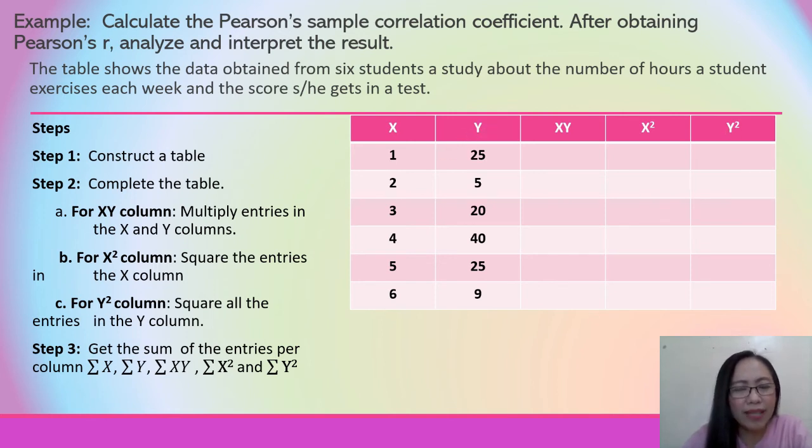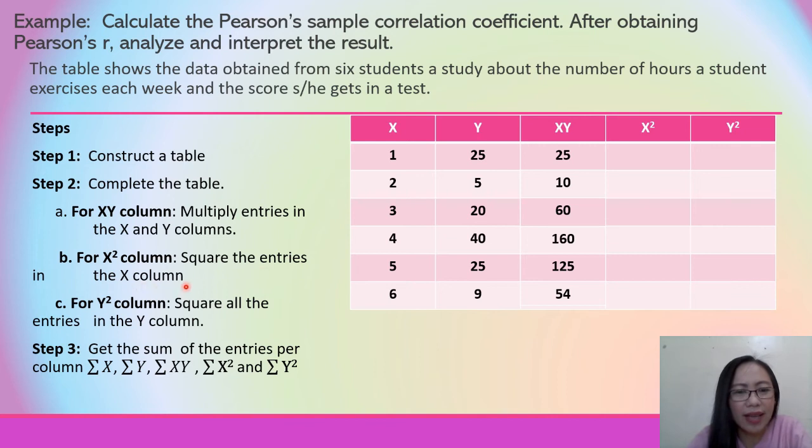And then we will complete the table as step 2. We start with the XY column. For the XY column, we multiply entries in the X and Y columns. Look at this. 1 times 25 is 25. 2 times 5 is 10. 3 times 20 is 60. 4 times 40 is 160. 5 times 25 is 125. 6 times 9 is 54.